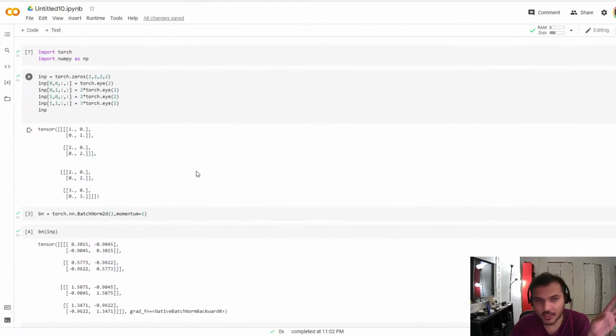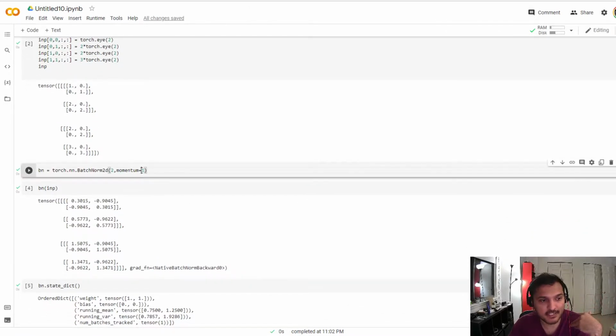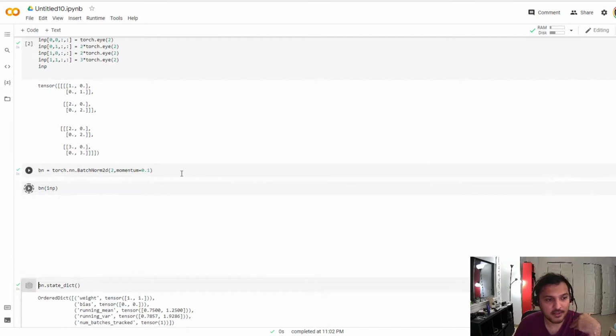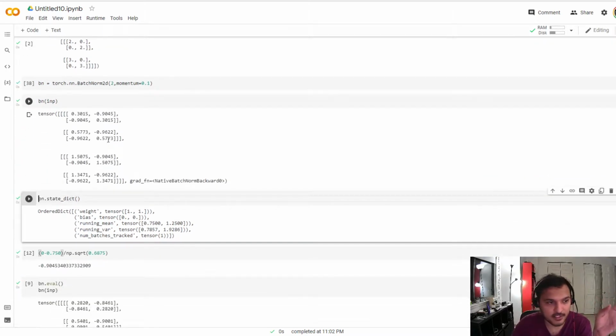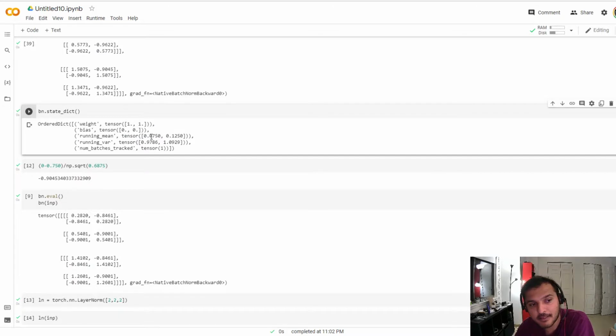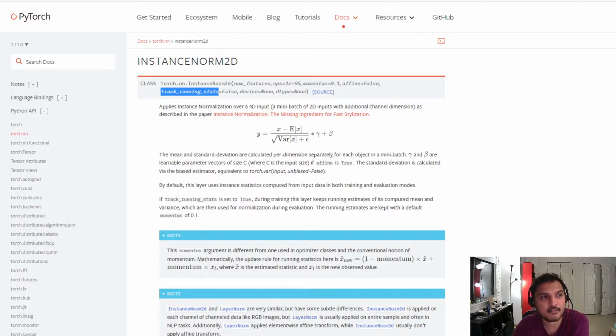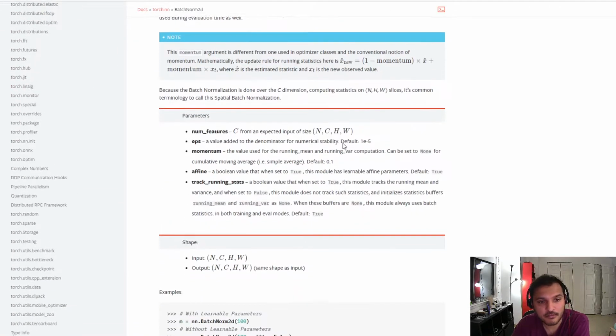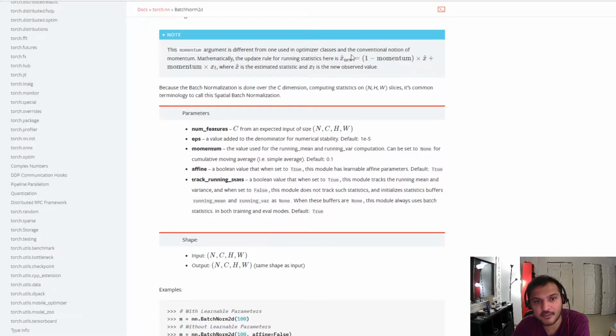Let me finally just show you the effect of momentum. So in batch norm, if I set momentum to be 0.1, press enter, and then I compute the values. These values don't change much, but let me show you the running mean. So now the running mean is a decimal place further away. So it's 0.075 instead of 0.75. And the reason is this equation. So the new running mean is 0.9 times the old one, which was 0, plus 0.1 times the new mean. So momentum times mean, 0.1 times whatever the mean is, that gets you that extra zero after the decimal.